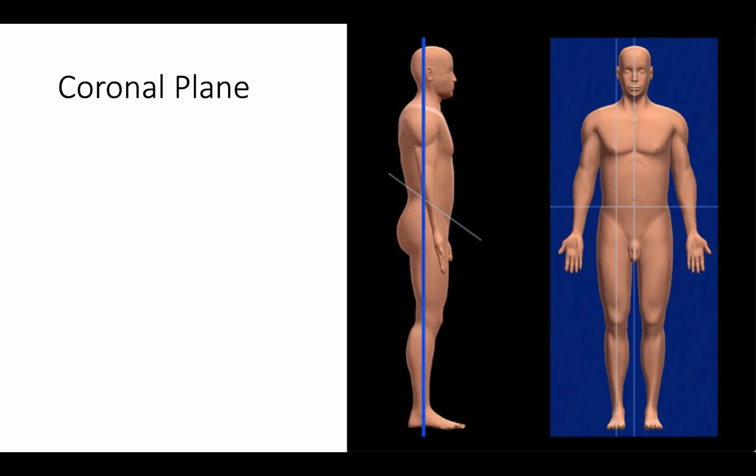Next, we'll look at planes and sections. The coronal plane is an imaginary line that divides the body into a front and a back, or what we call an anterior and posterior section.